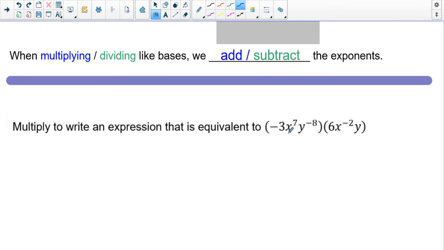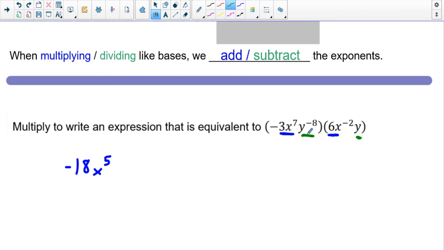Anything with a like base, so like this x and this x, or this y and this y, when I multiply them, all I have to do is add the exponents. So the -3 times the 6, that's going to give me -18. The x is the same base, but for the exponents, I'm just adding the 7 and then -2. That's going to give me 5.